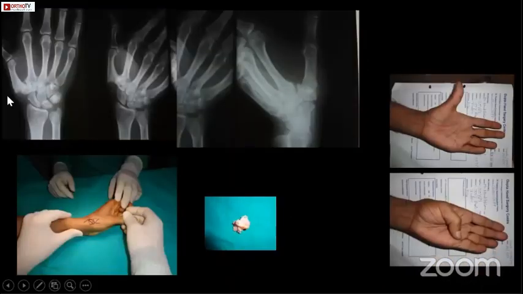This is one example, a post office clerk having bilateral CMC joint arthritis, because he has to lift a large amount of files every day. You can see there is a complete loss of the joint space, and he had a bilateral excision of the trapezium, simple trapezium excision.